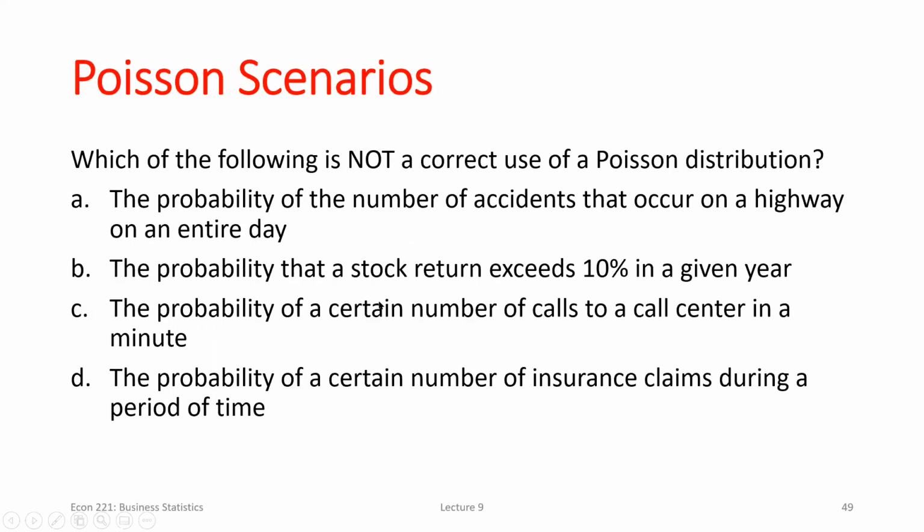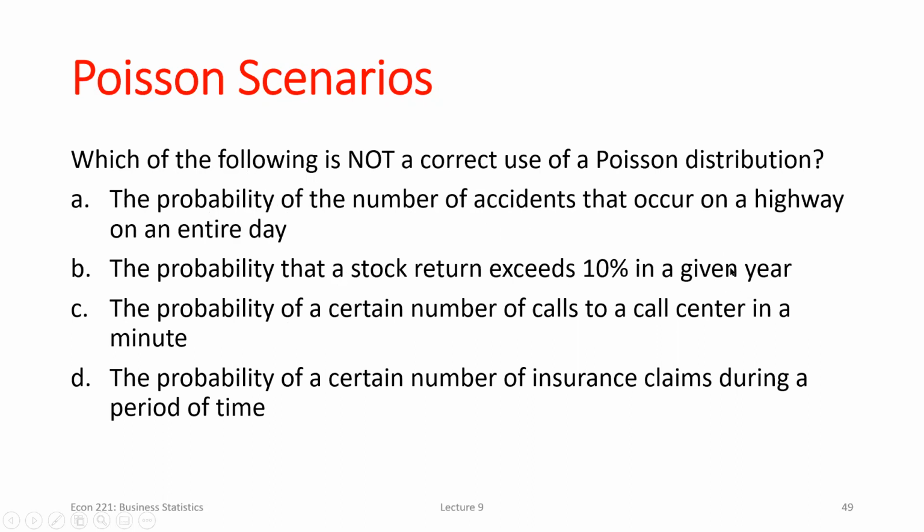Okay? So let's talk through a few possible scenarios for our Poisson distribution, like we did last class with the binomial. Let's think about which of the following is not a correct situation where we can apply the Poisson distribution. So the probability of the number of accidents occurring on a highway on a given day. Well, I've used this example, so that one makes sense, right? If we had the average number we typically see, this would be a really, really good one to use the Poisson.